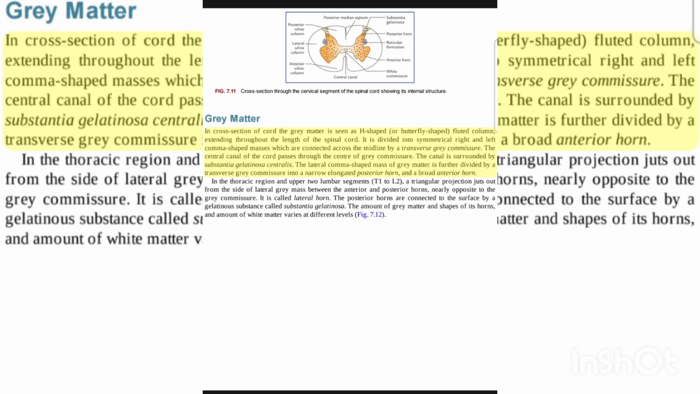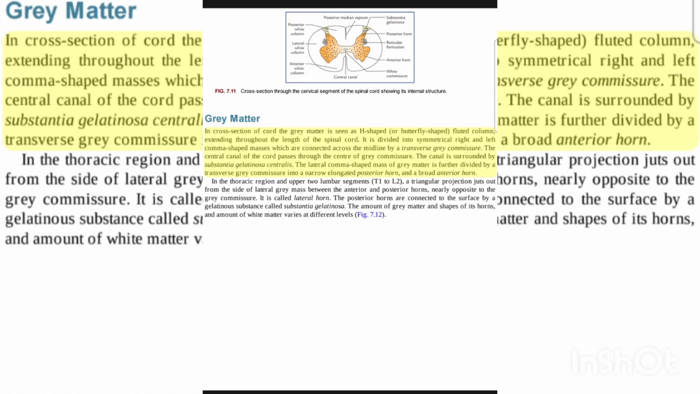Gray matter. In cross-section of cord, the gray matter is seen as H-shaped, or butterfly-shaped, fluted column, extending throughout the length of the spinal cord. It is divided into symmetrical right and left comma-shaped masses which are connected across the midline by a transverse gray commissure. The central canal of the cord passes through the center of gray commissure. The canal is surrounded by substantia gelatinosa centralis.